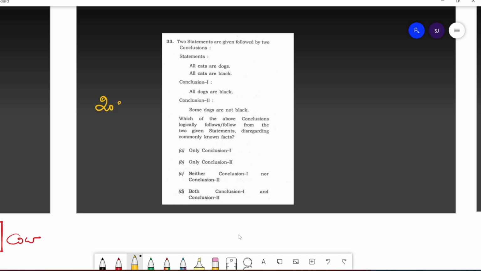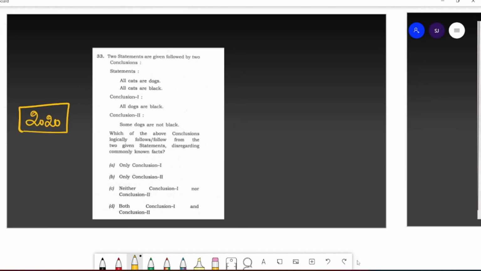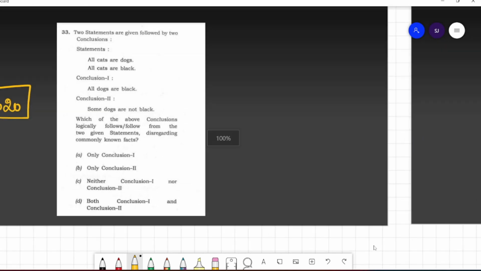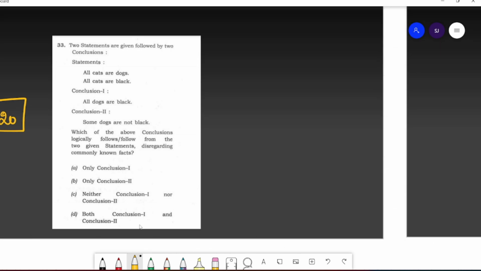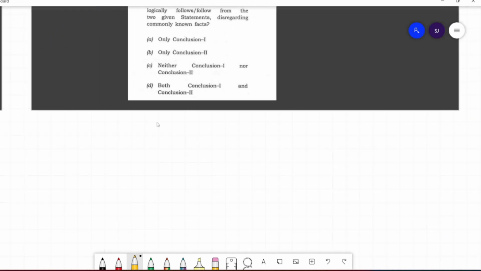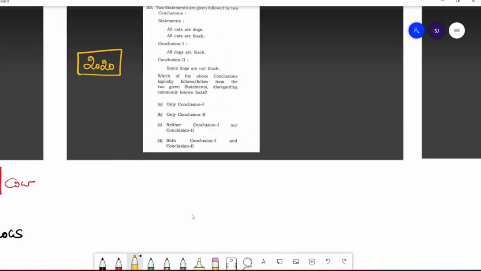Now come to this statement. This is a 2020 question paper. In the same way, we have to represent it in a very easy manner. So look at this one diagram. All cats are dogs. So how do you represent that? All cats are dogs. As in the first principle I stated, you can put it like this: all cats are dogs.